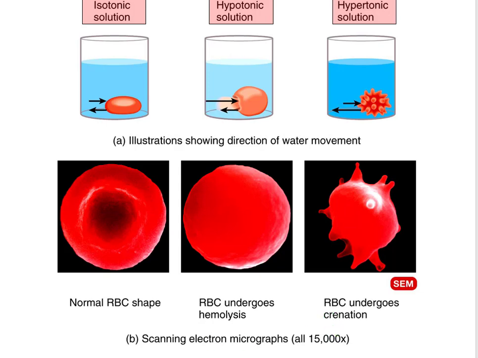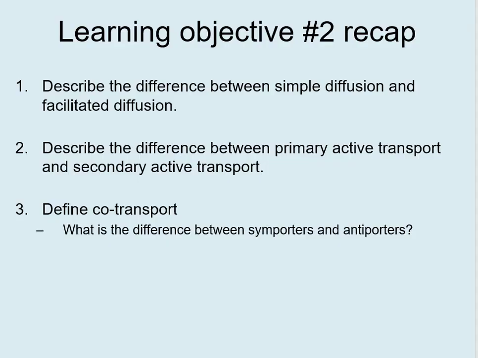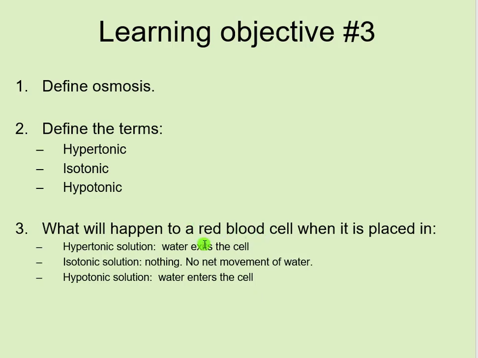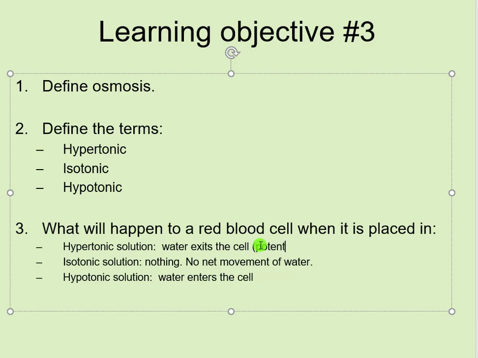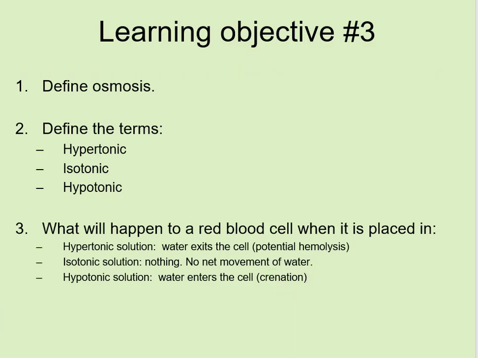So to answer the question, what happens to red blood cells? A hypertonic solution, water exits the cells, and potential hemolysis. Okay? Isotonic solution, nothing happens. Hypotonic solution, the overall effect on the cell is for crenation to occur. And that's it. So hopefully this made sense to you.